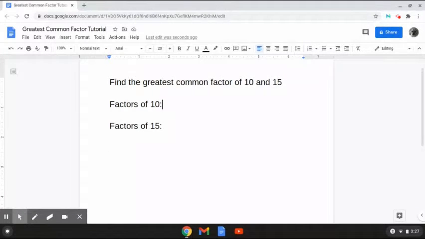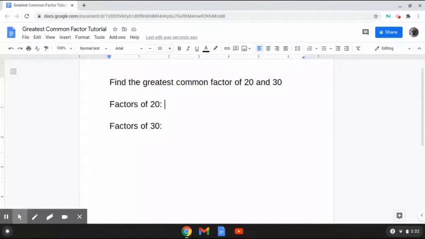Okay, so this next problem reads, find the greatest common factor of 10 and 15. So the way that we're going to solve this is like we did in the last problem. First, we're going to list out the factors. So the factors of 10 are 1, 2, 5, and 10. And the factors of 15 are 1, 3, 5, and 15. So it looks to me that the highest number that falls between the two is the number 5. So therefore, the greatest common factor is 5, because it is the biggest number that falls between the two. And that is how to solve this problem. So let's hop on to the next one.